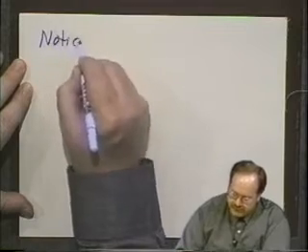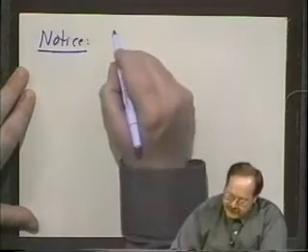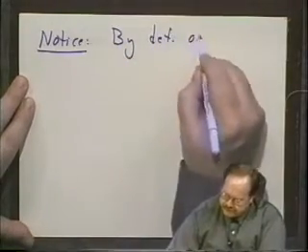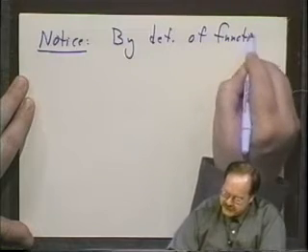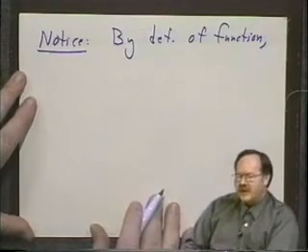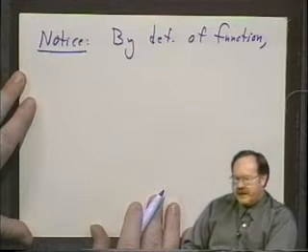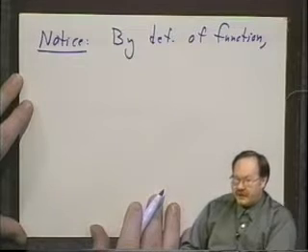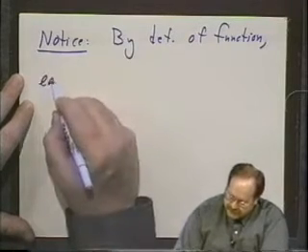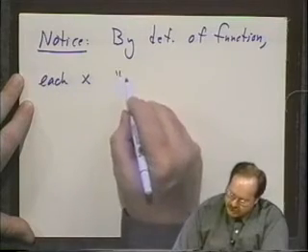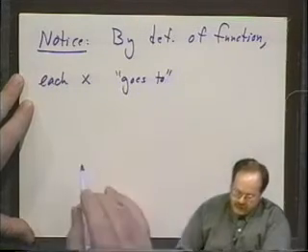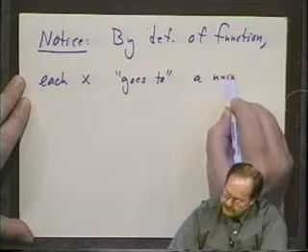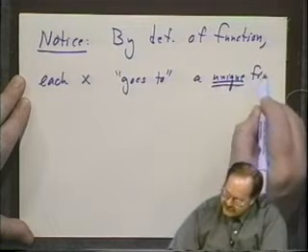Let's notice something here. Let's see, a little derivation we're going to develop here. Notice, by definition of function, there was something else that occurred in the definition of function. It wasn't just a machine or a correspondence, but it was a correspondence in a machine where each domain element went to a unique range element. So by definition, each x goes to, to use one of our colloquial phrases, is associated with, a unique f of x.